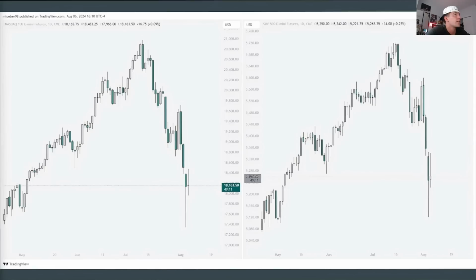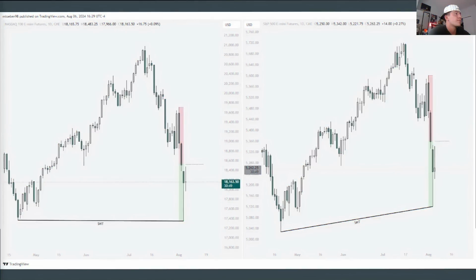Like always, we are starting with a daily chart, and I'm looking at the NASDAQ on the left and the S&P 500 on the right. So do annotations of what you can see from the chart here, and I will show my annotations on the next slide.